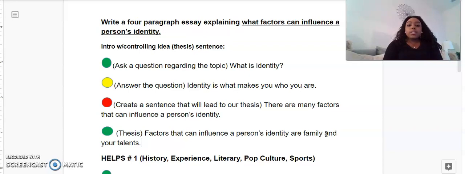So this is how you would create an introduction. Again, you want to start off broad, maybe ask a question about the topic. The yellow, you want to answer that question. The red, you want to create a transition sentence that leads to your thesis statement. And then your thesis is what becomes very specific of what you're going to talk about in the rest of your essay.